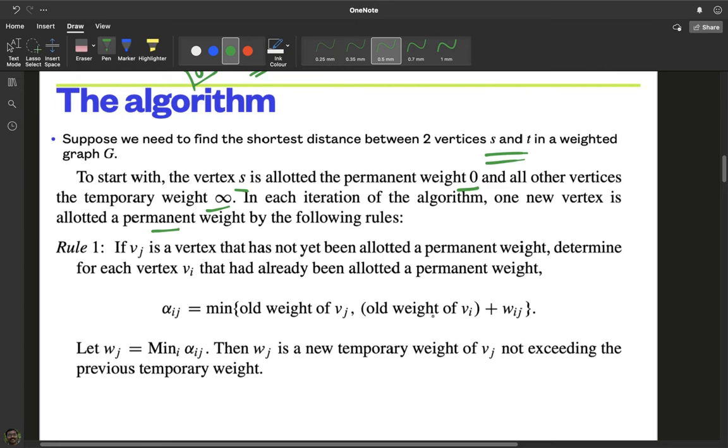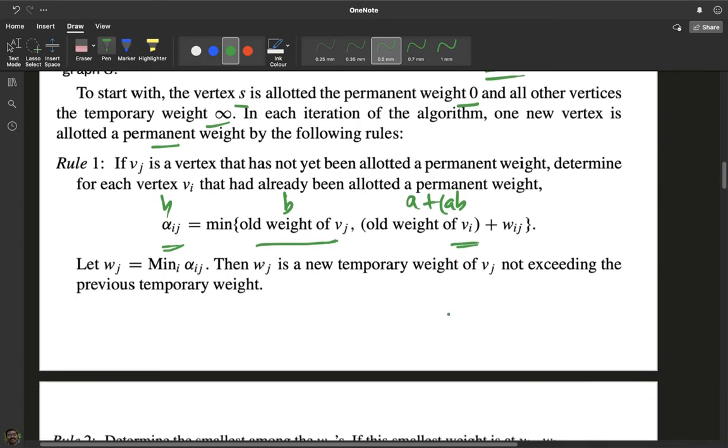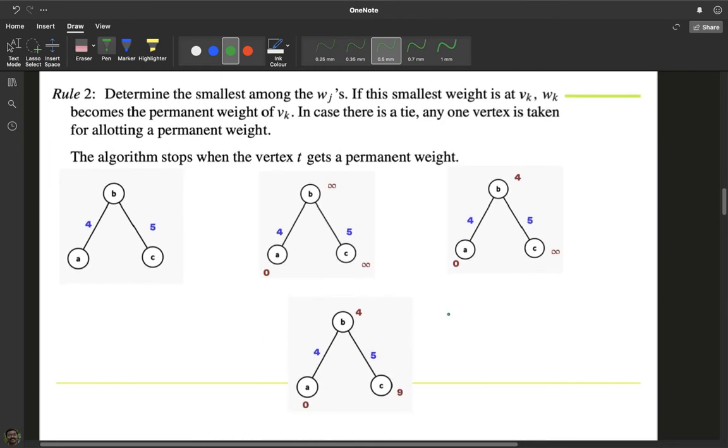So how are you going to give weights to each of the new vertices? The new weights will be like this. As I told you, this is the formula. The weight of B will be the minimum of old weight of B, and old weight of A plus edge AB. So alpha ij is actually the weight of Vj. That is simply the minimum of old weight of Vj, and old weight of Vi, which was the previous vertex selected, plus the edge Wij. So that is the formula. And similarly, after that you will be taking the vertex with minimum weight and then assigning permanent weights. That is how we are going to do it here, and an illustration is given to you.